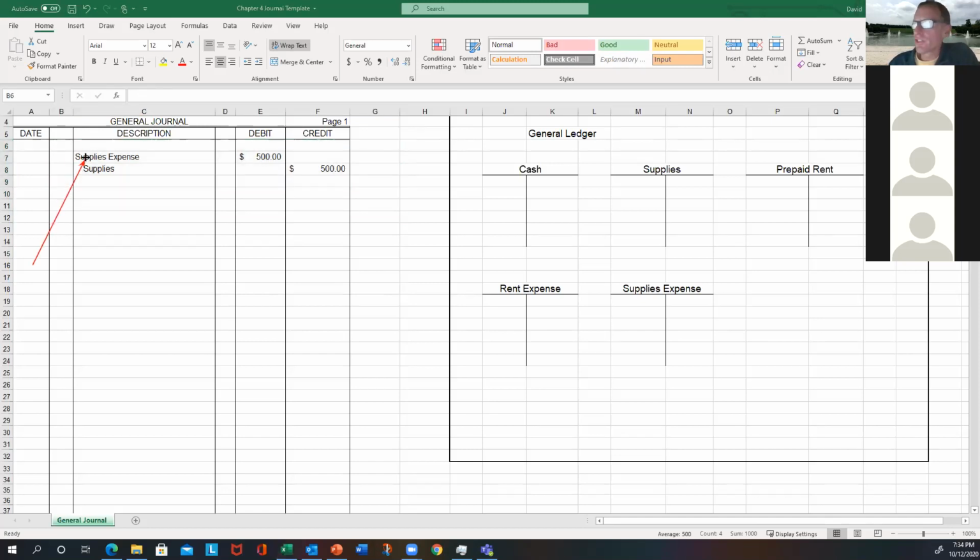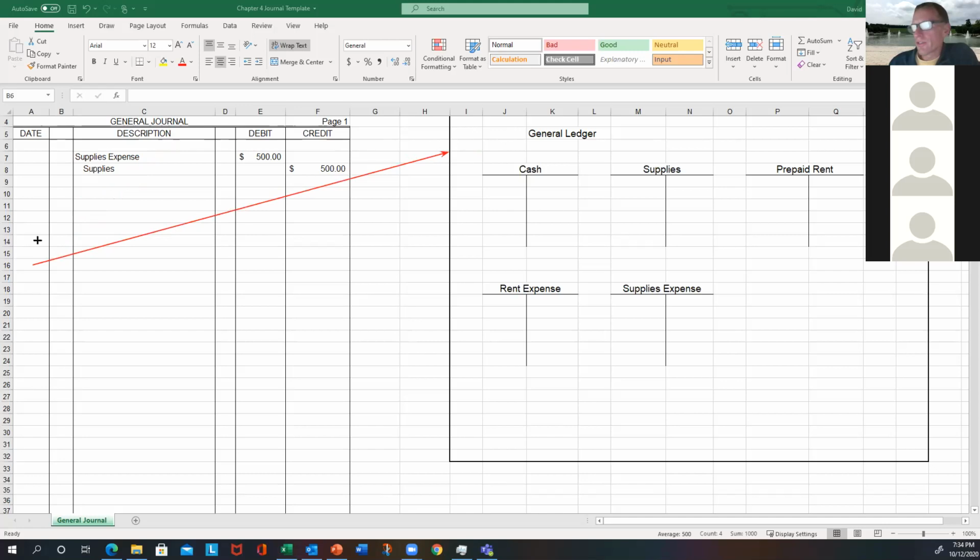You would call this an adjusting entry. You're putting it in the journal. You'd be debiting supplies expense because you're essentially saying that you used $500 of supplies. So you need to show that as an expense. So you would have to debit supplies expense and then credit supplies. That would be the journal entry you would have to prepare.